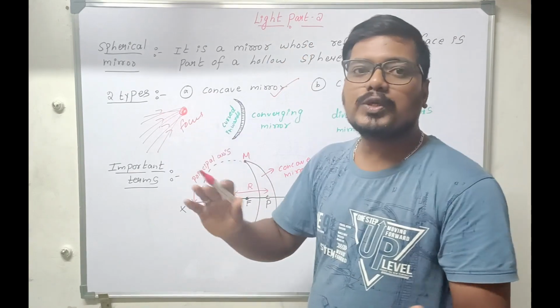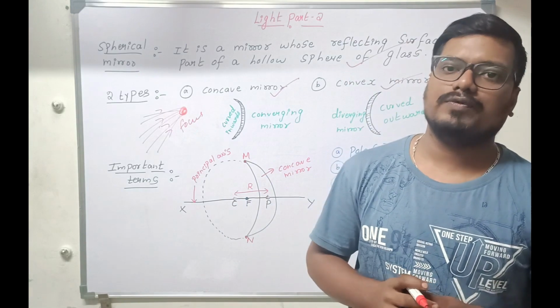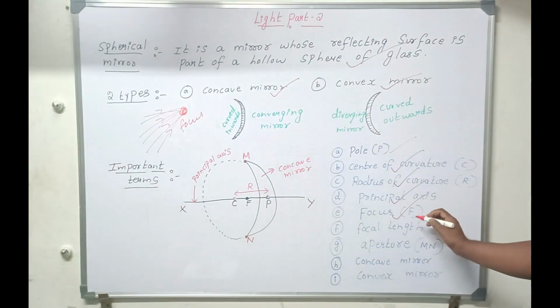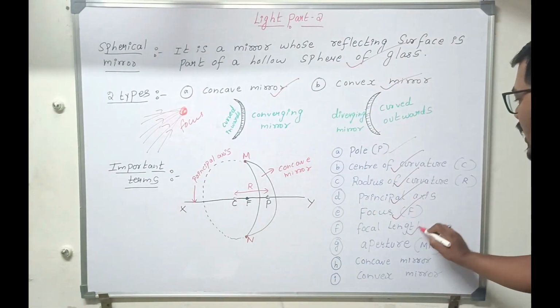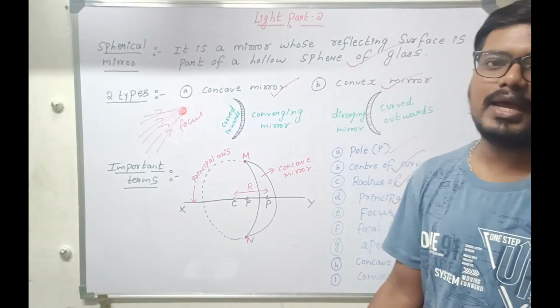Got my point? If even one or two rays diverge, the image will not be clear, and you have to take the pic again. Okay. So now you know about focus. Next, we are going to learn about focal length. You can see here F. F is considered as focal length.